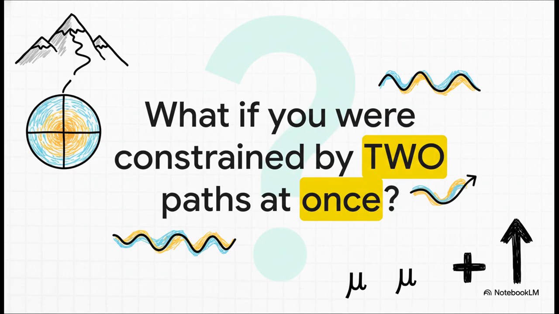So we've figured out how to find the highest point on a mountain when we're stuck on a single path. But what if you had to follow two rules at the same time? Like, say, finding the hottest point on the surface of the Earth, but you can only look at the intersection of the equator and the prime meridian. The great news is the idea scales up perfectly. You just add a second multiplier, we usually call it mu, and a second gradient term to the equation.